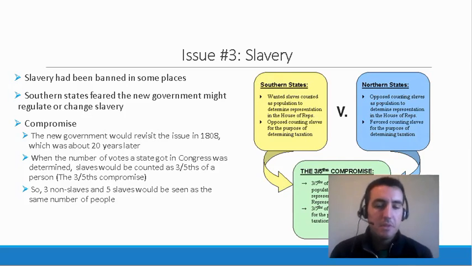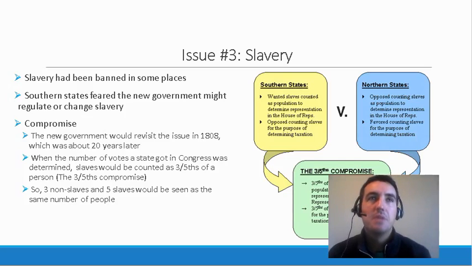The other thing was, I'm going to slow down to explain this one. The southern states, even though they treated their slaves as property and not really as people, wanted the slaves to count when it came to determining how many representatives they got in Congress. Because remember, the more people that live in your state, the more representatives you get in Congress. So the southern states want to count the slaves as people, as part of their population.